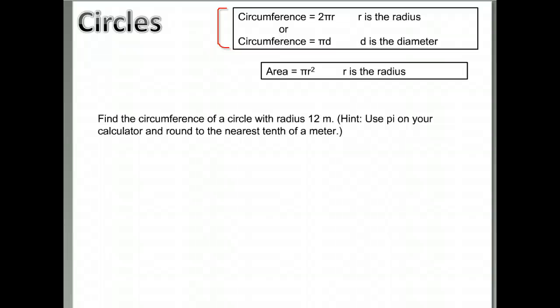Diameter of a circle. It's the distance around the outside. And it has two formulas that work for it, either 2 pi times the radius or pi times diameter. For area, it's pi times.